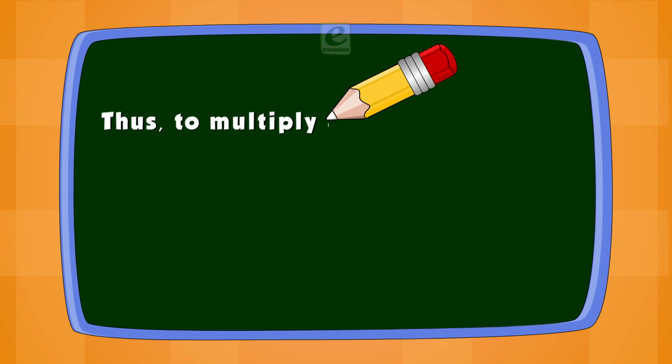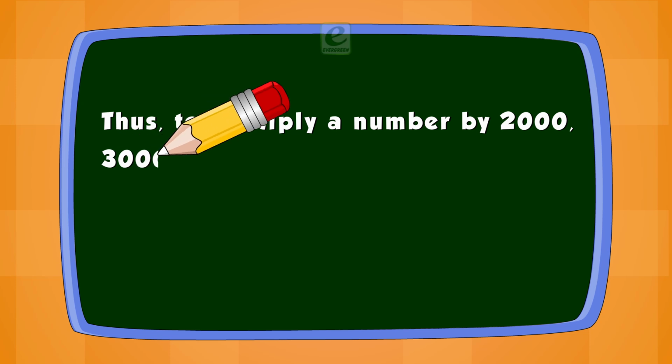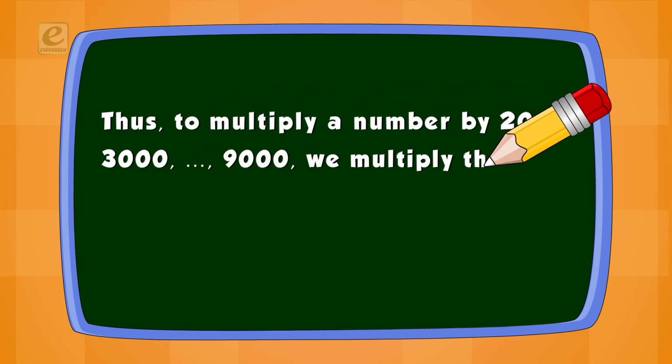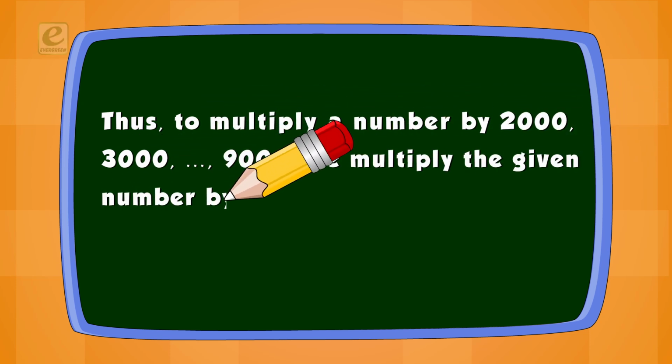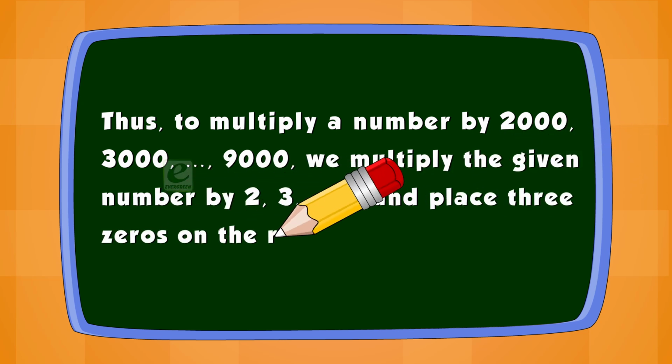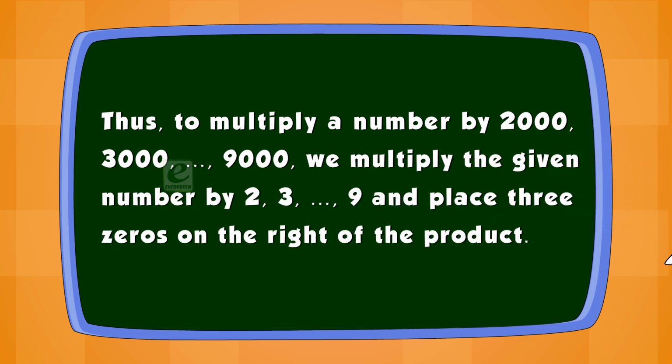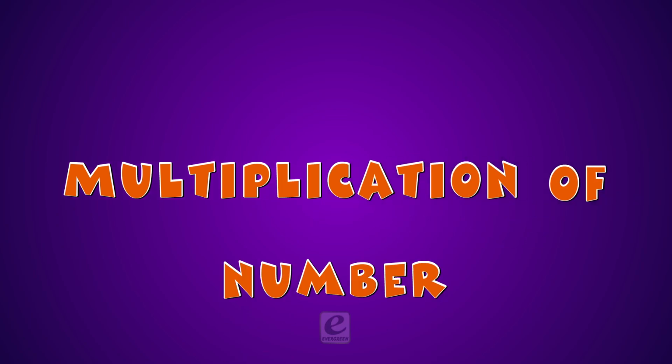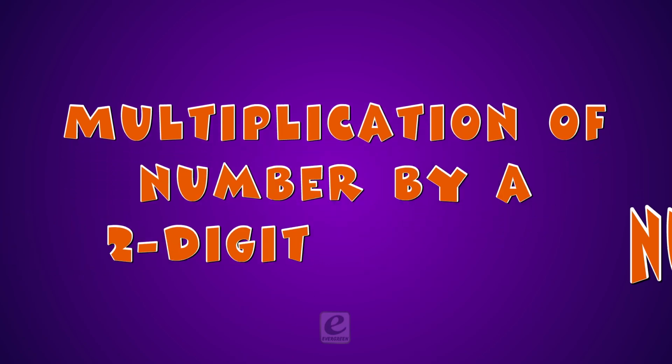Thus, to multiply a number by 2000, 3000 up to 9000, we multiply the given number by 2, 3 and so on up to 9 and place 3 zeros on the right of the product. Multiplication of a number by a 2-digit number.